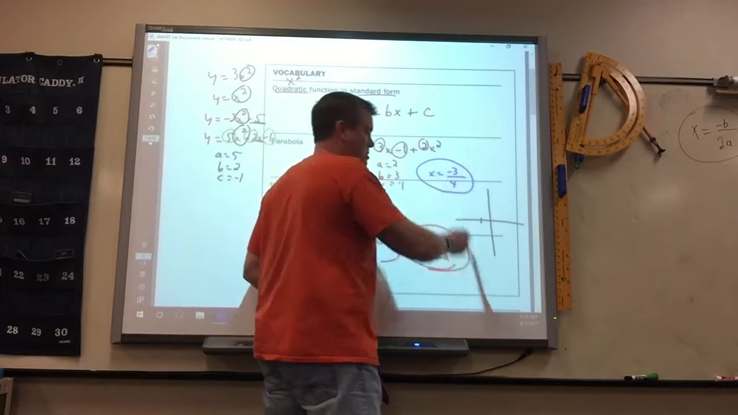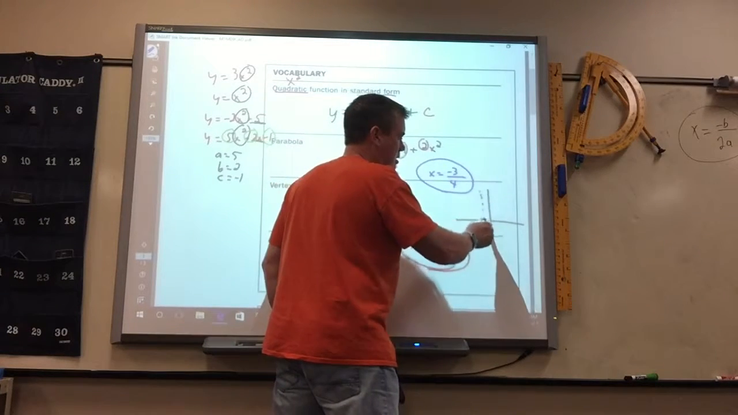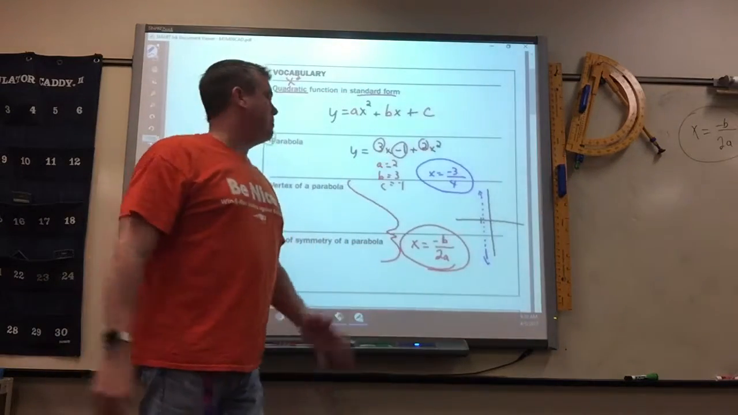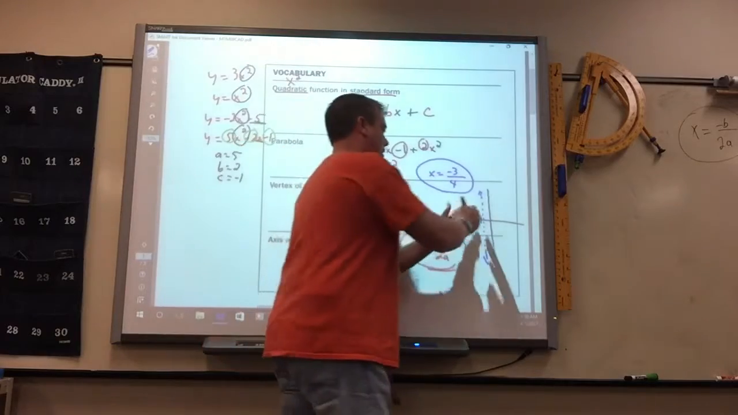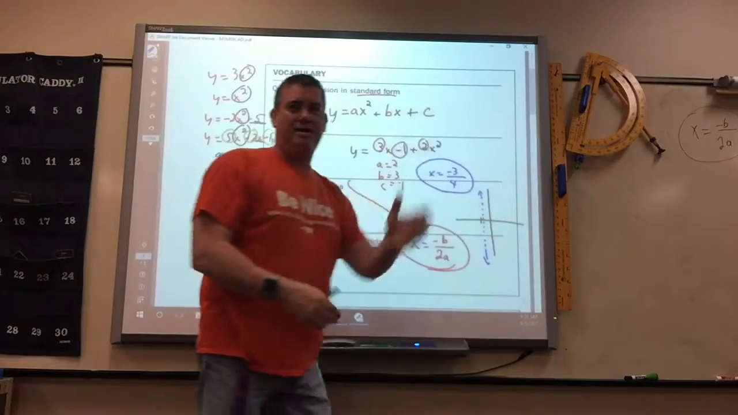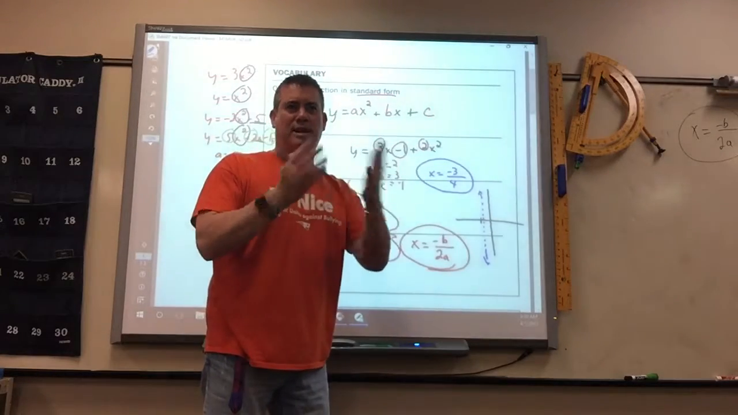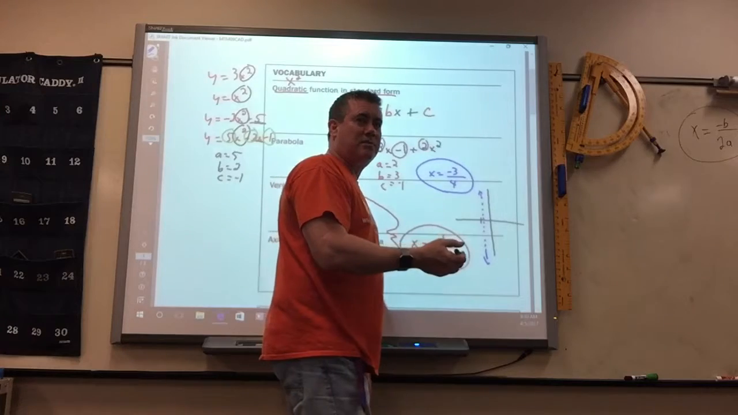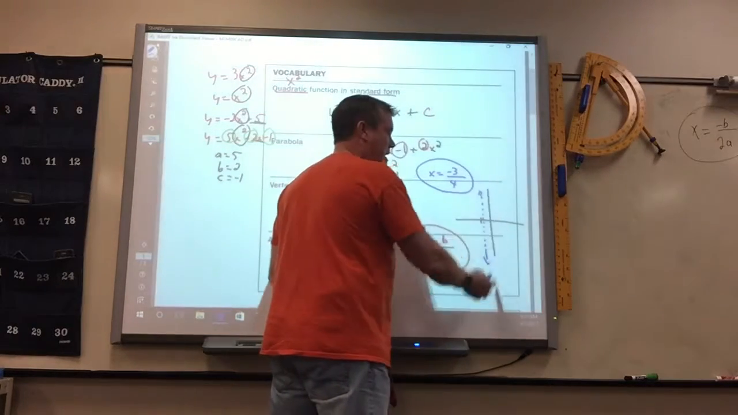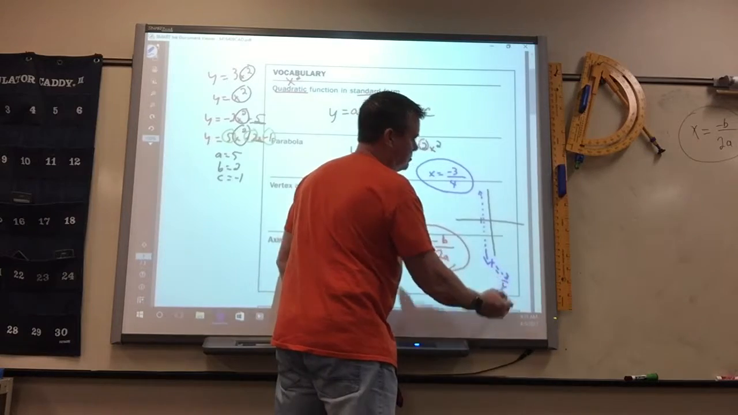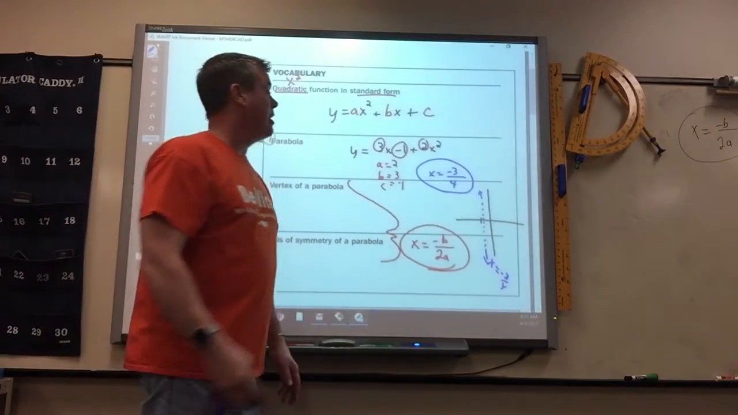The equation x equals negative 3/4 crosses the x-axis there. So what that means is the vertex is going to be somewhere on there because that's the line that cuts the parabola in half. That's why they call it axis of symmetry. So when they tell you to label the axis of symmetry, you put the dotted line in and then you just put this next to it. Okay, next to the dotted line.